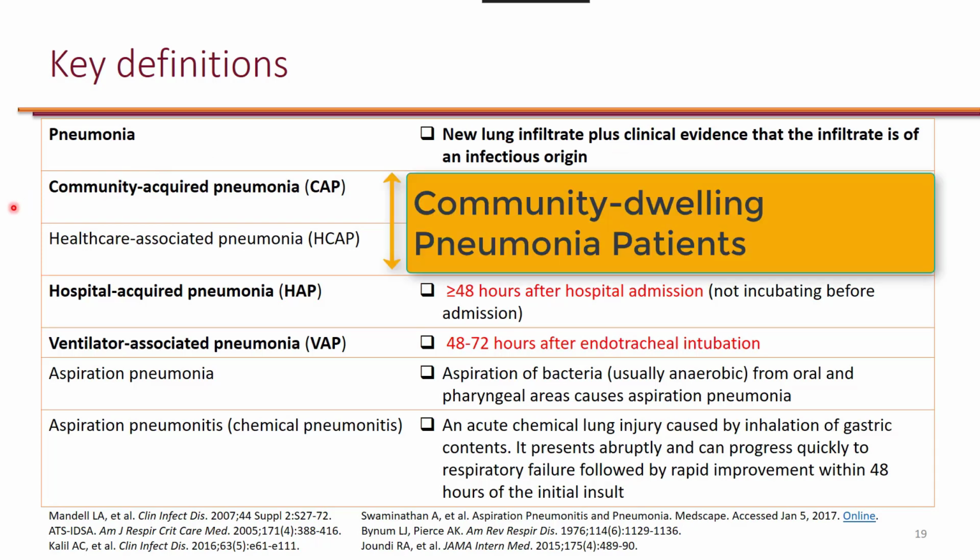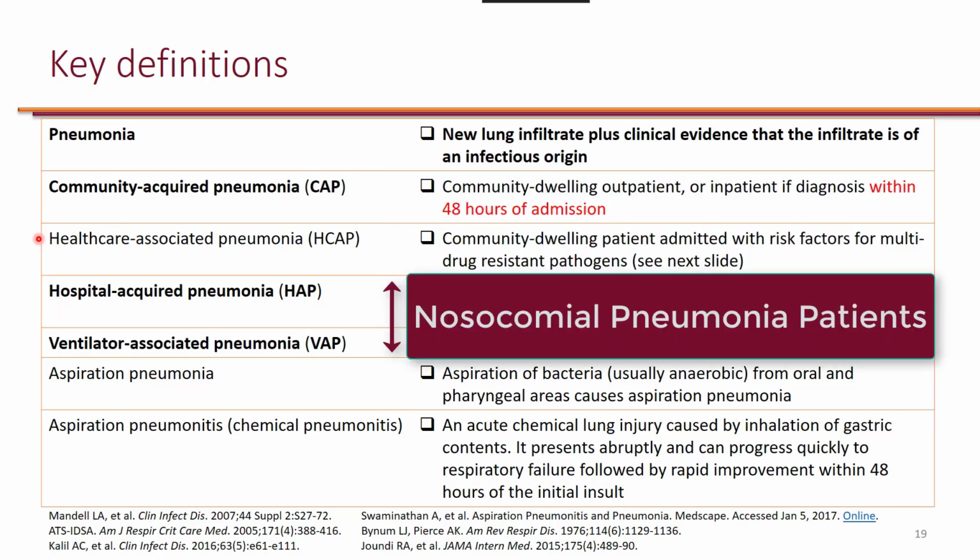There are community dwelling patients, which means that there are patients who are not hospitalized, so they are residing in the community. And that consists of community-acquired pneumonia and healthcare-associated pneumonia. So these two types of pneumonia patients actually reside in the community. Whereas we have nosocomial pneumonia, and patients with nosocomial pneumonia will be residing in the hospital. So the two types of nosocomial pneumonia are hospital-acquired pneumonia and ventilator-associated pneumonia.